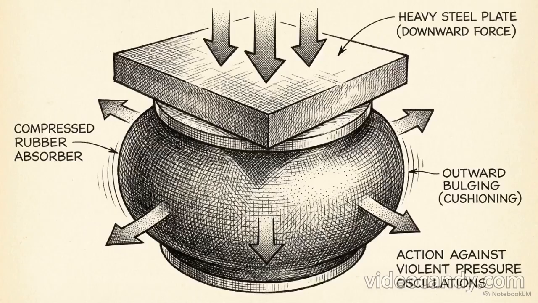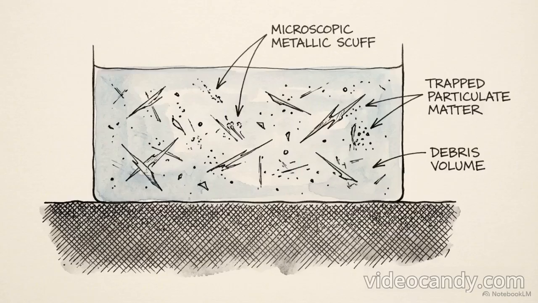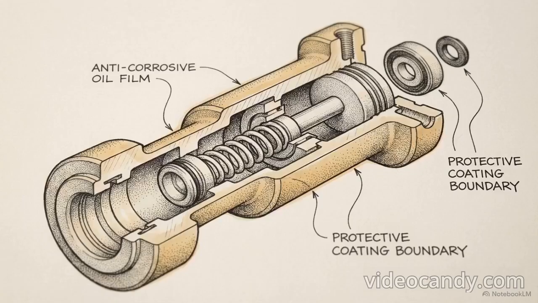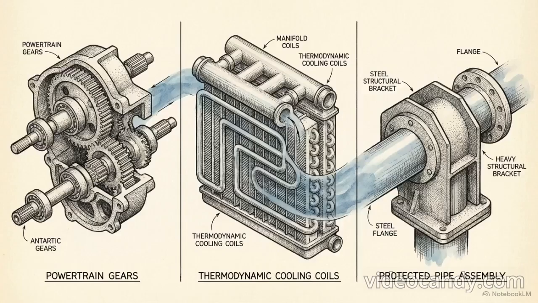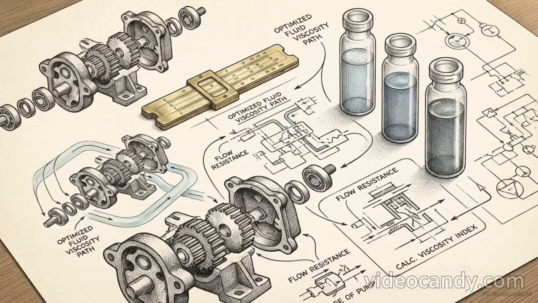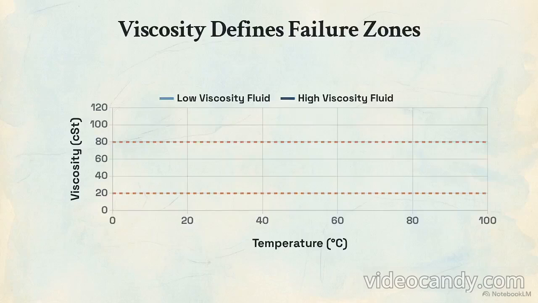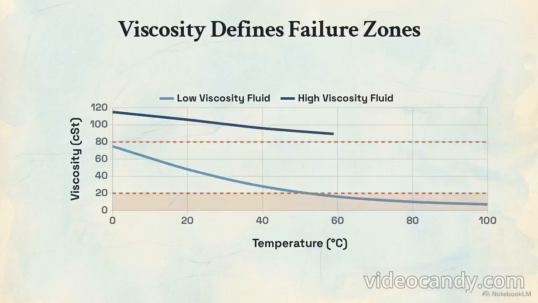Furthermore, friction and energy conversion generate massive amounts of heat. The fluid must absorb this heat and carry it away to be cooled. It cushions against violent pressure oscillations, flushes away microscopic metallic scuff, coats internal parts to prevent corrosion, and accurately transmits control signals. The fluid operates simultaneously as the mechanical powertrain, the thermodynamic coolant, and the chemical protector of the entire machine. Fulfilling all these roles requires engineers to treat fluid selection as a strict optimization problem, balancing entirely contradictory physical limits. This chart compares viscosity against temperature.